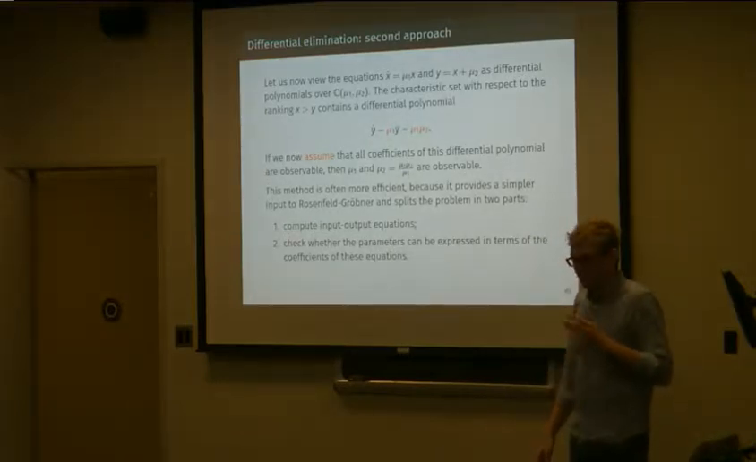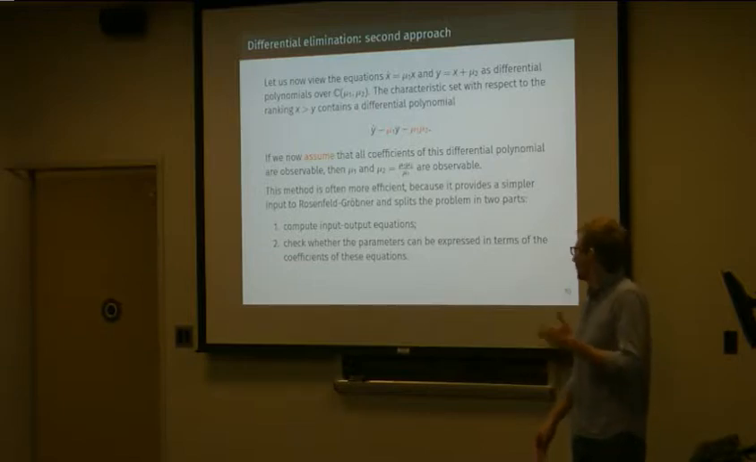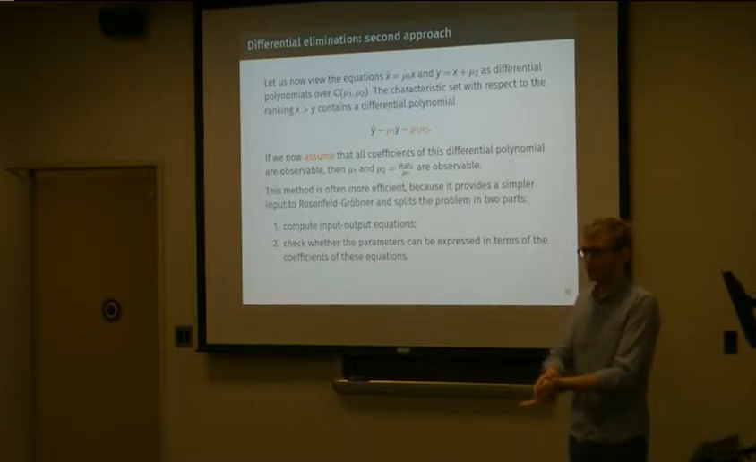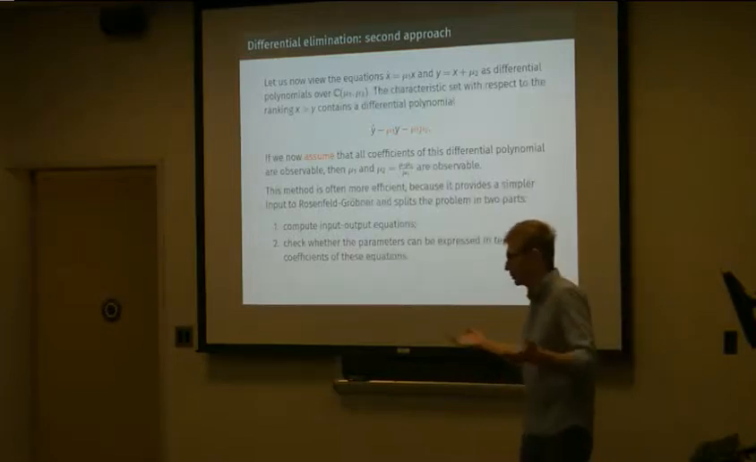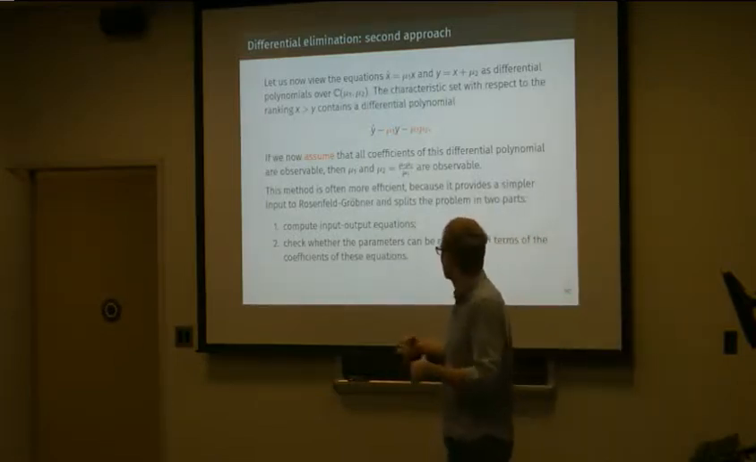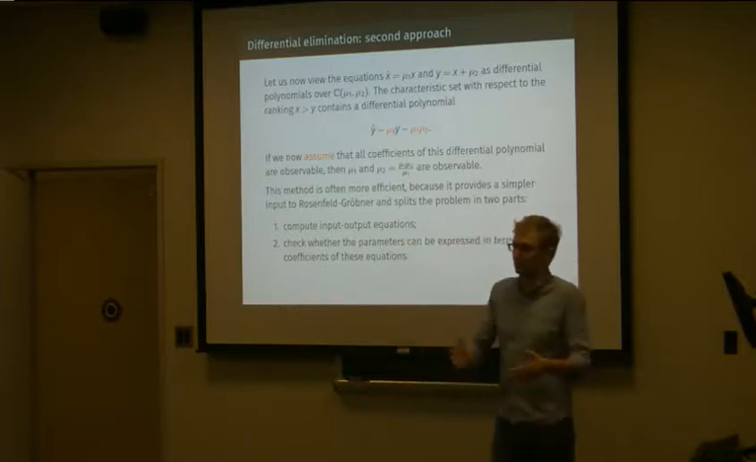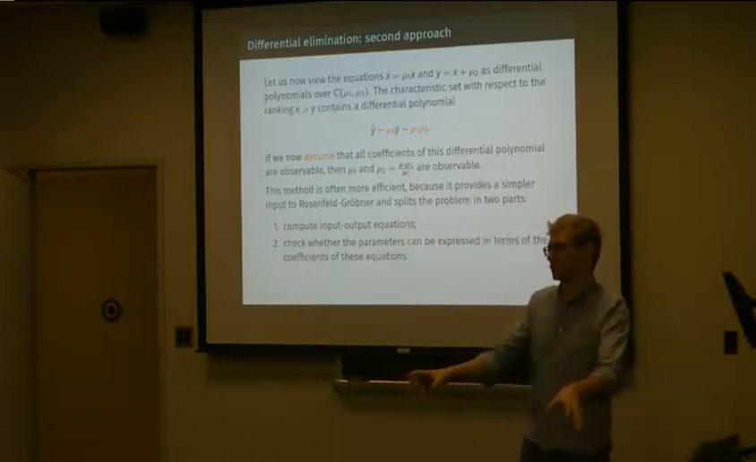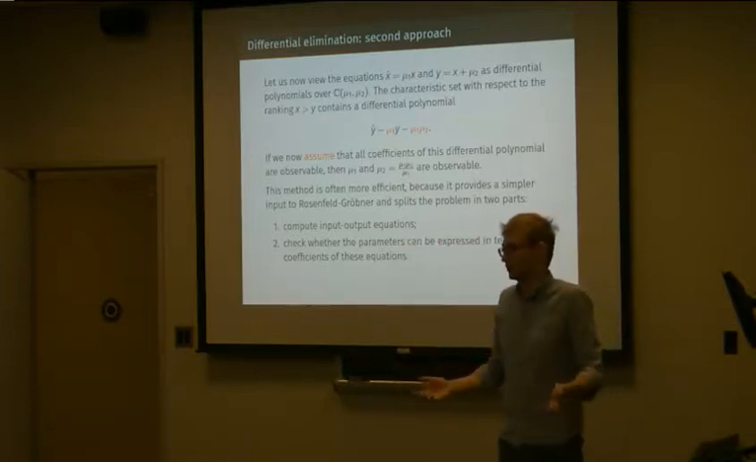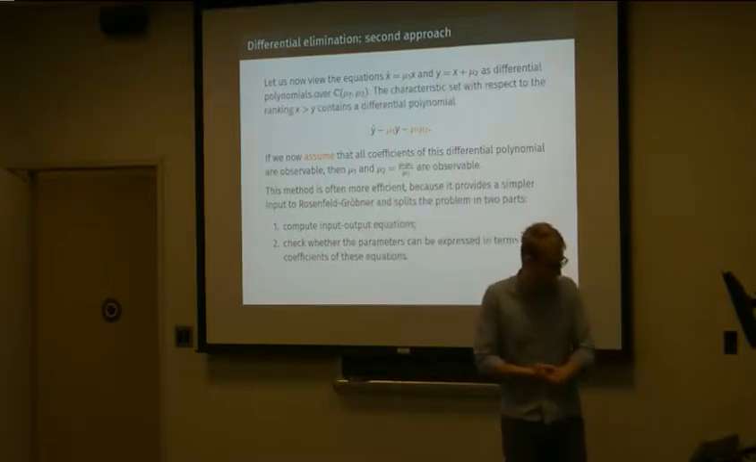Okay. So this approach is in many cases faster than the previous one because you take fewer variables in Rosenfeld-Grobner and you give it fewer equations. So this is supposed to work faster. There is this second stage, but you somehow divide the problem into stages. It usually helps in computation.